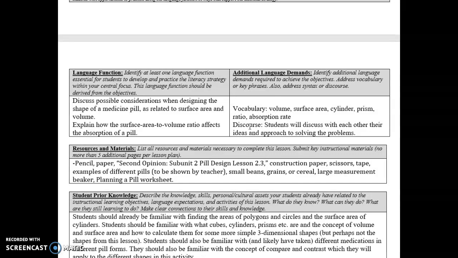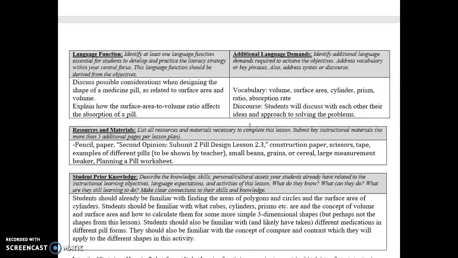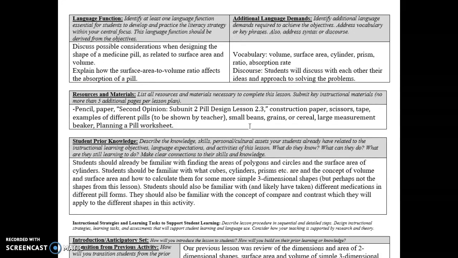And the resources and materials, again, are basically pulled straight from the document. They'll need pencil, paper, the actual article that we're reading, construction paper, scissors, tape, examples of different pills that I would bring in. We don't need students running around with jugs at school. But small grains, beans, or cereal, and a large measurement beaker, as well as the planning a pill worksheet that comes with the document.